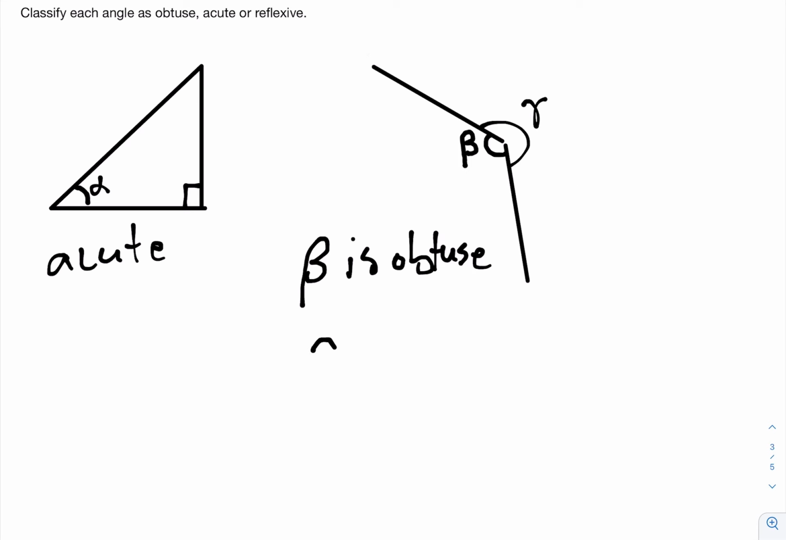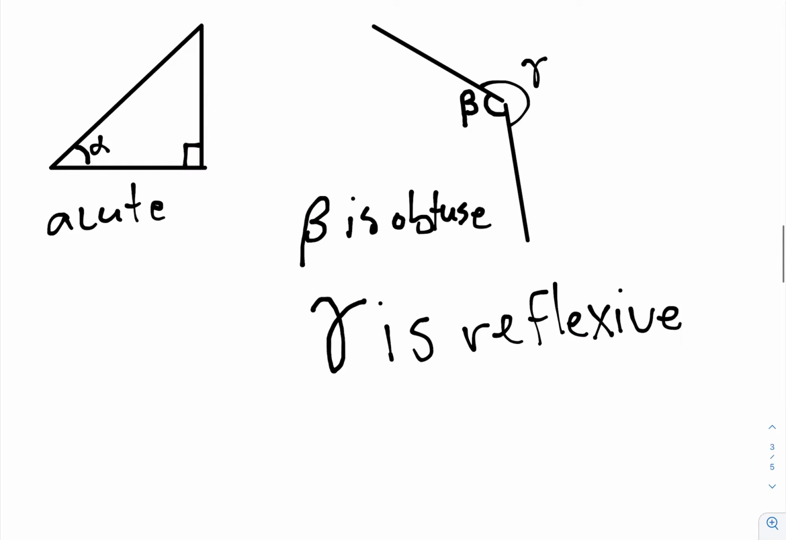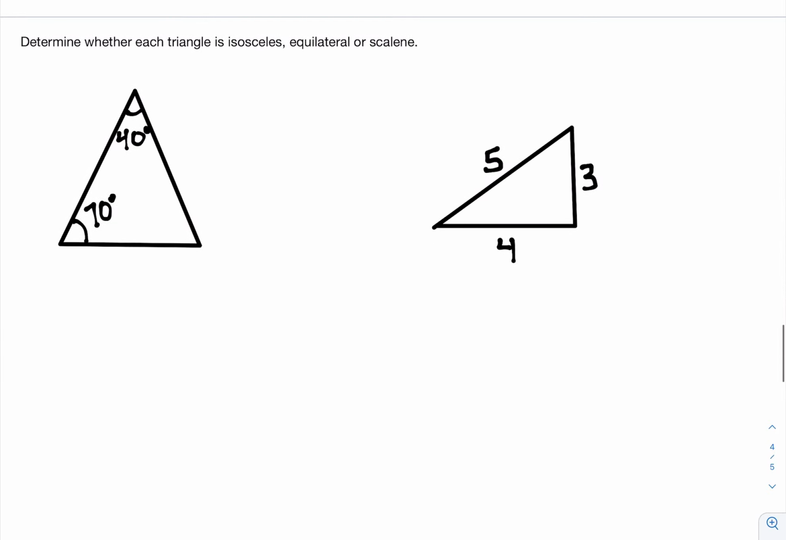Okay, and gamma, I'll just write the symbol here. Gamma is, okay, gamma is going to be reflexive because it's more than a straight line. It kind of extends beyond that, right? So it's not obtuse because it's more than 180 degrees. Obviously, it's not acute because if this was your alligator here going the opposite way, that would be even more frightening than the obtuse one. Okay, last kind of couple questions here.